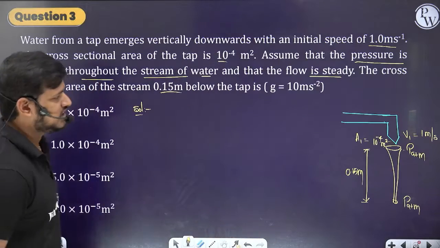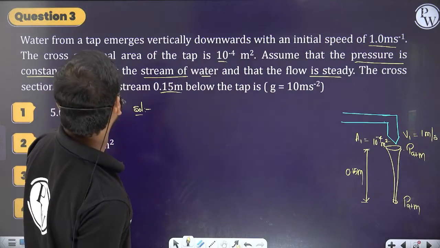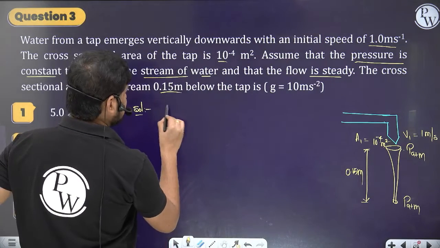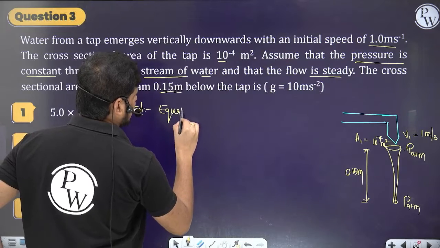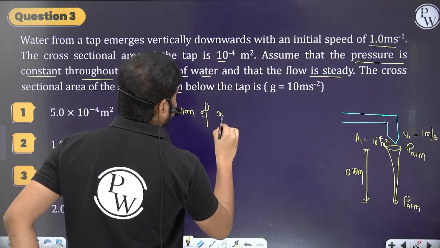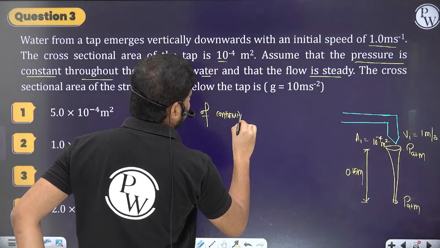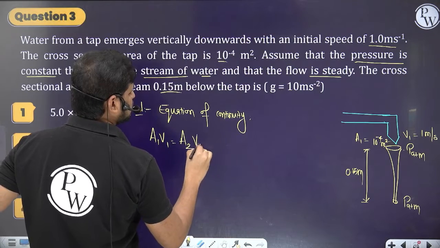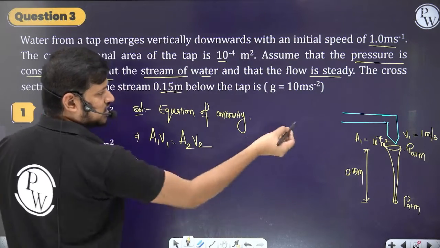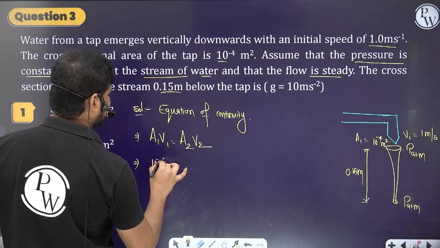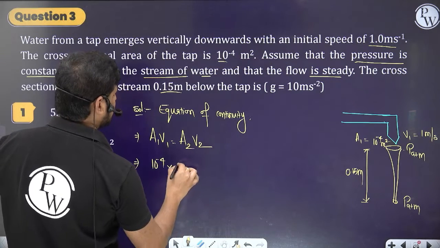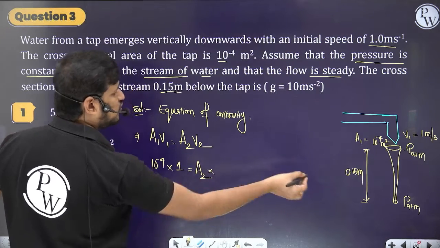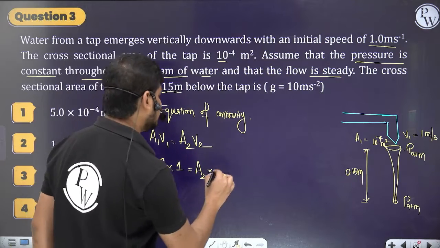Chalo. So then, how do we find the cross-sectional area here? So here we have to find the cross-sectional area. The simple thing, first apply the equation of continuity. From the equation of continuity I can write A1 V1 is equal to A2 V2. So what is the cross-sectional area A1? 10 to the power minus 4, into velocity V1, 1 meter per second, is equal to A2, the cross-sectional area we have to find. We don't know what V2 is as well. So let's find the V2 velocity.